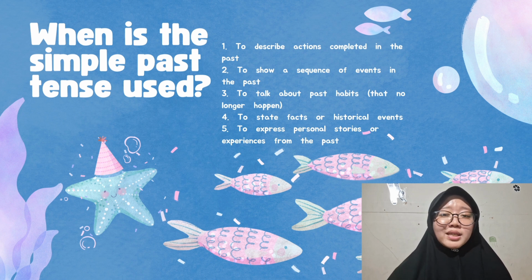Then next to show sequence of events in the past. For example, he woke up, brushed his teeth, and left for school. The third is to talk about past habits that no longer happened. For example, we visited our grandparents every summer. These habits indicate a pattern that was regular in the past but has stopped in the present.